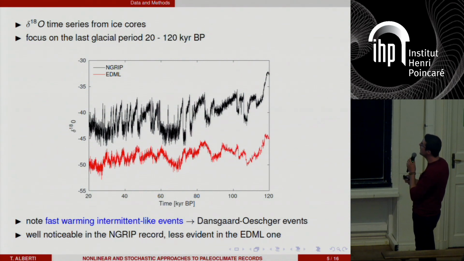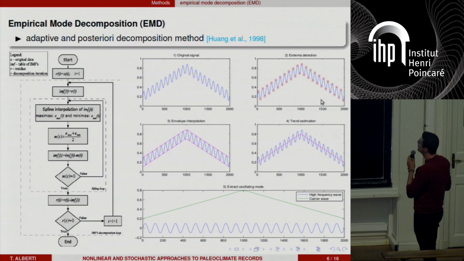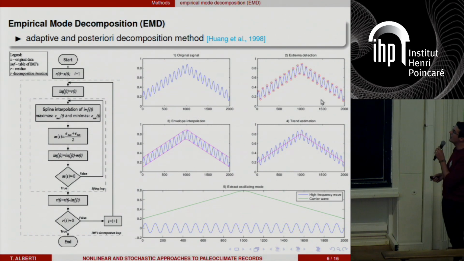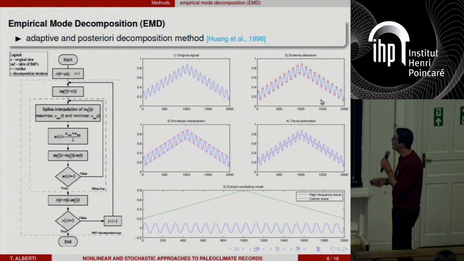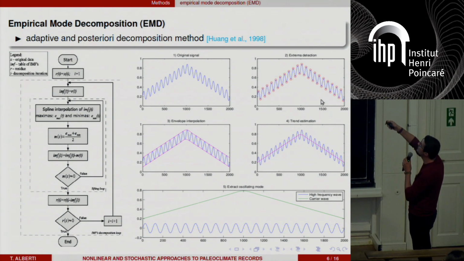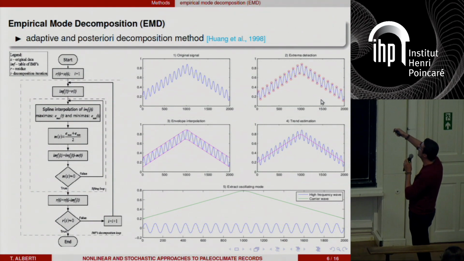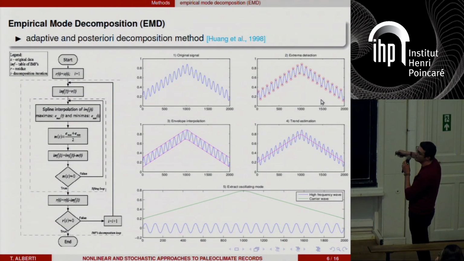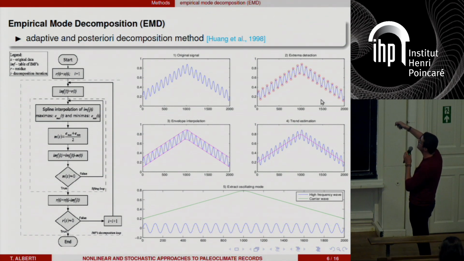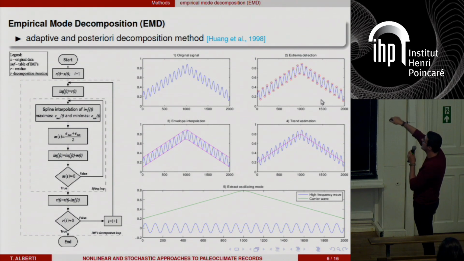In order to investigate this timescale variability, we use a technique called empirical mode decomposition, which is an adaptive and a posteriori method, and which works as you can see here. Assuming you have this type of signal, you need to identify both local maxima and minima, and interpolate these maxima and minima by using cubic spline interpolation. Then you evaluate the mean envelope and subtract it from the time series. In this case the example is simple, because when you subtract this, you obtain an oscillating component and a residue.